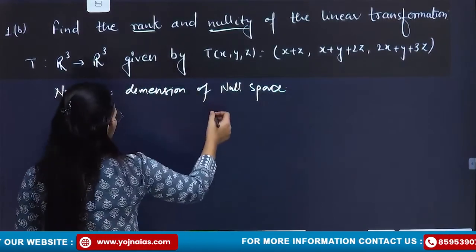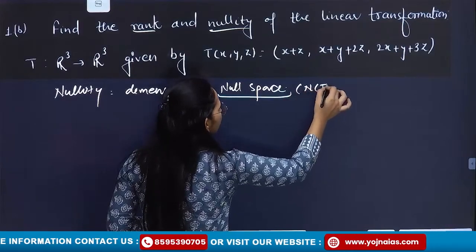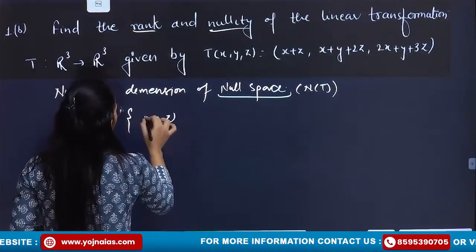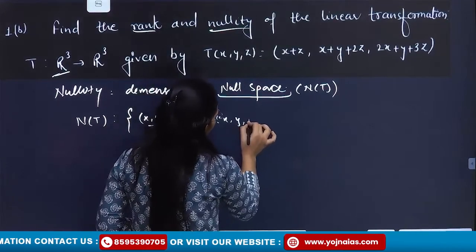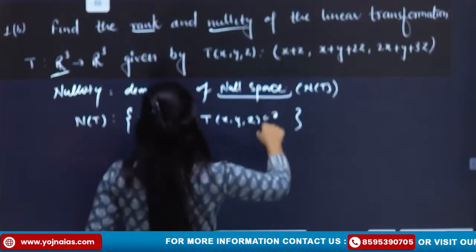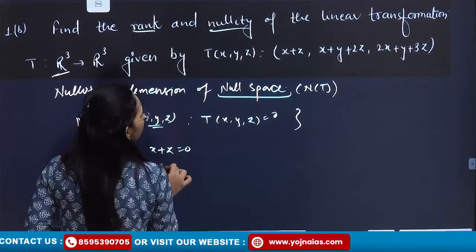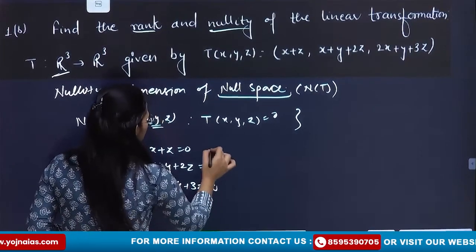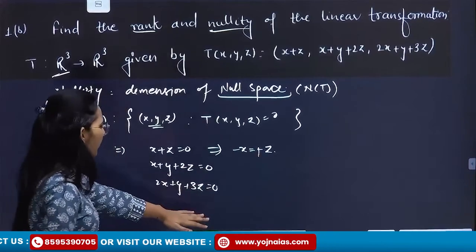For nullity, the dimension of the null space, first we need the null space. The null space of T is defined as all those x, y, z in R3 for which T of x, y, z is equal to 0. Hence, let's write all these conditions. So you get x plus z equal to 0, x plus y plus 2z equal to 0, and y plus 3z equal to 0. From the first equation, we get x is equal to minus z, and we can eliminate z.